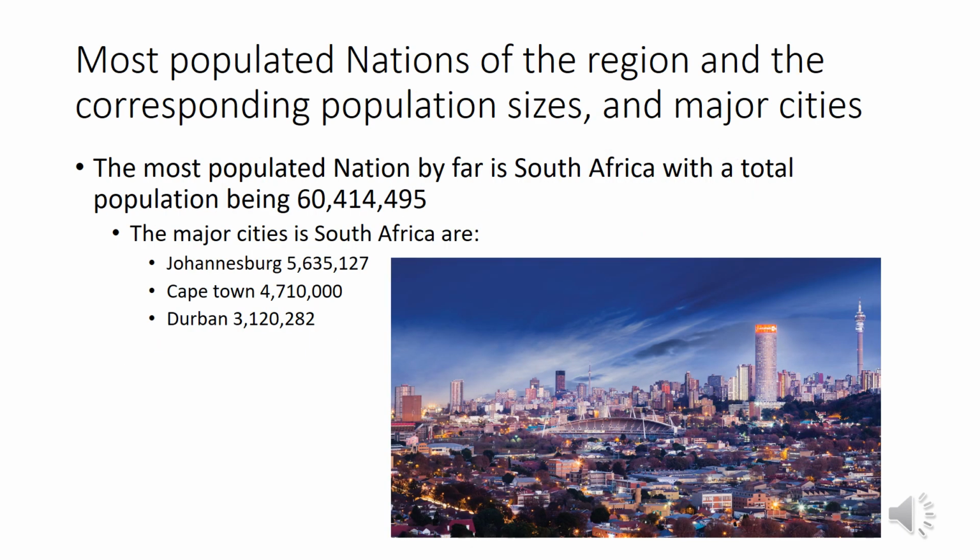Most populated nations of the region and corresponding population sizes and major cities. The most populated nation by far is South Africa, with a total population of 60,414,495 people. And the major cities in South Africa are Johannesburg at 5,635,127 people, Cape Town 4,710,000 people, and Durban, which is 3,120,282 people. This here is a picture of the Johannesburg skyline.